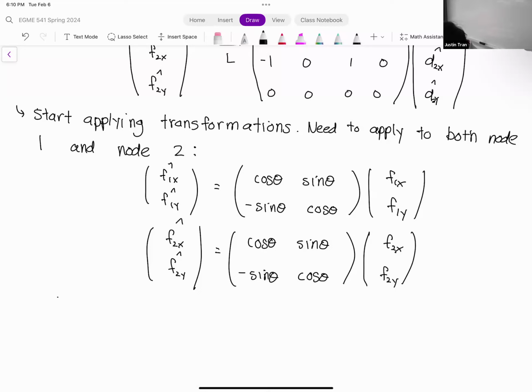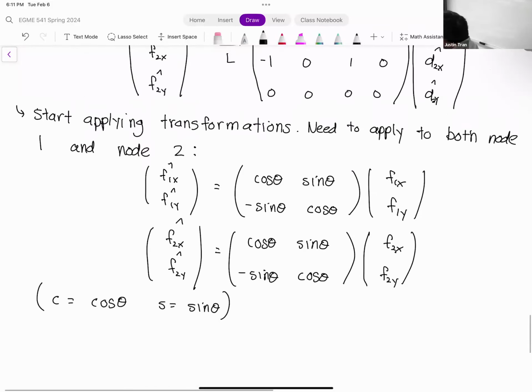So I'm going to make one substitution here just to save my hand, because I want to save myself from carpal tunnel. So I'm going to use C. C is going to be the same thing as cosine theta, and S is going to be the same thing as sine theta. So that's just from now on. When you see C, it means cosine theta, S means sine theta.